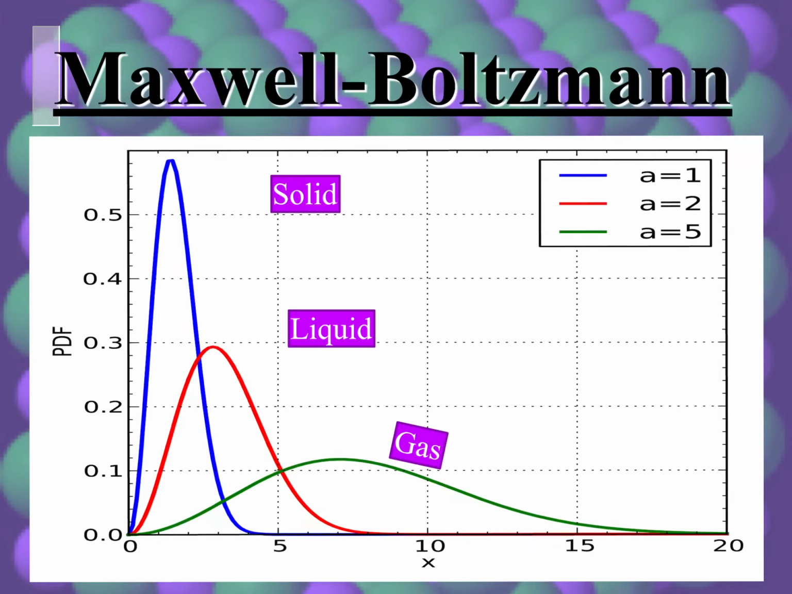Second thing about this graph is take a look at the range. There is a lot more variety of speeds in a gas sample for particles than there are in a solid sample. And that has to do with the fact that gases have more types of motion than liquids or solids.